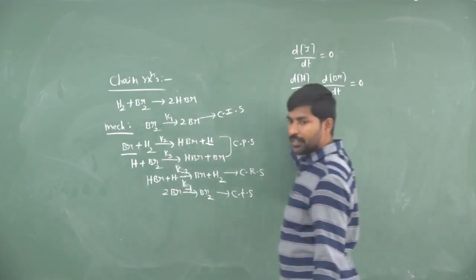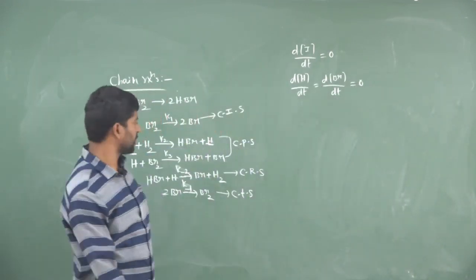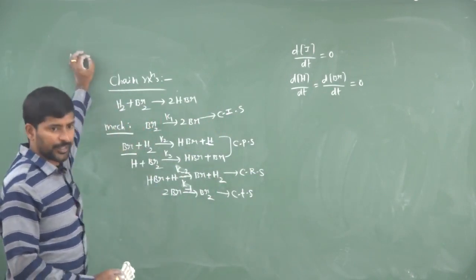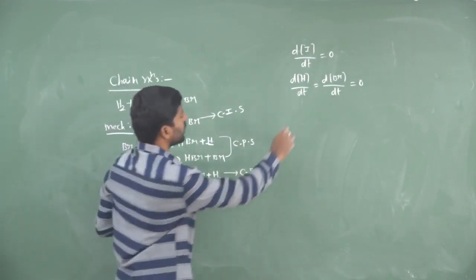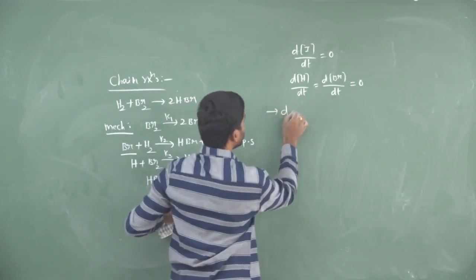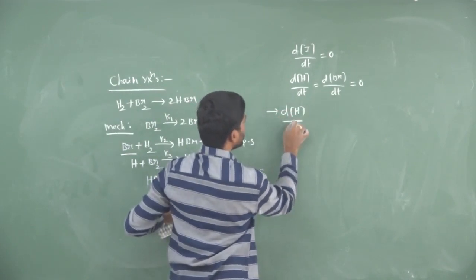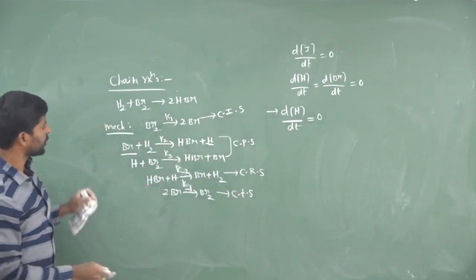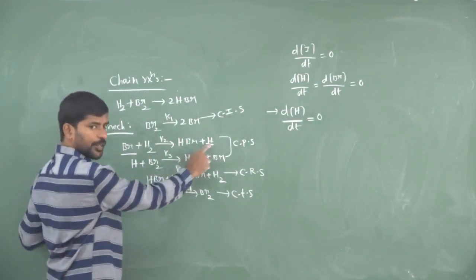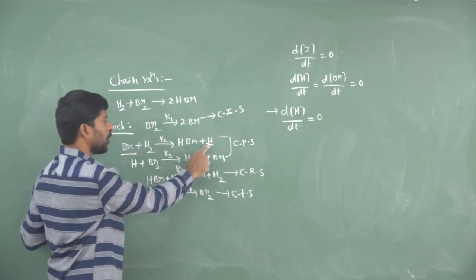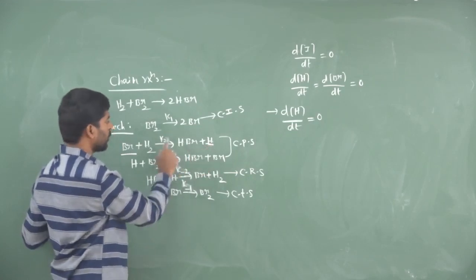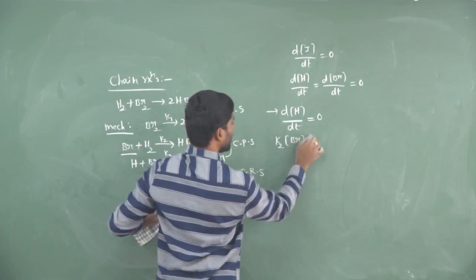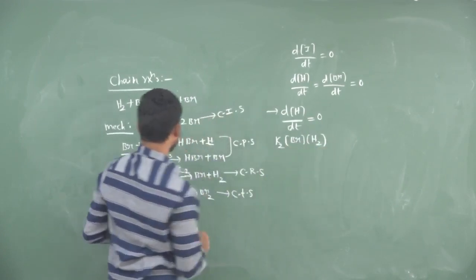So by steady state approximation we can get concentrations of hydrogen and bromine. Further we can give the rate equation. So how to get concentration of hydrogen? What is the change in the concentration of hydrogen with time? Where hydrogen is involved? In the second step hydrogen is involved, whether it is forming or consuming. Forming. So which sign we will get? Plus K2 into Br into H2.